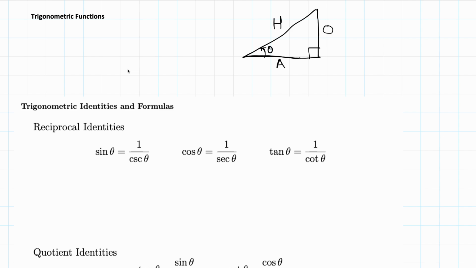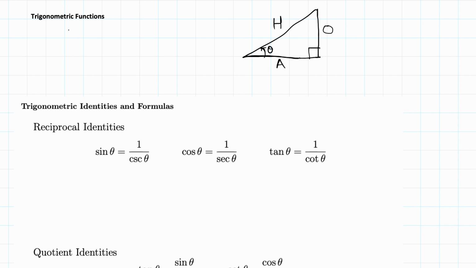Trigonometric functions. As you know, there are 6 trig functions. Let's define them using a right triangle. So we have a right triangle here, and reference angle theta. The side adjacent to theta is A, the opposite side is O, and the hypotenuse.